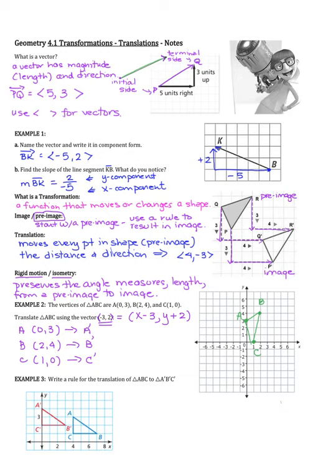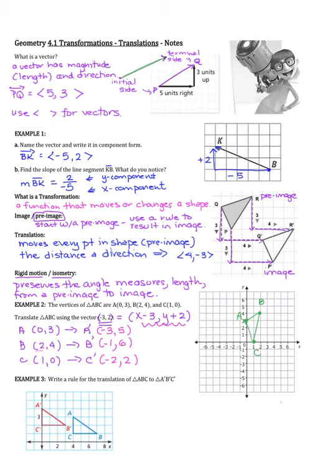So what is my new pre-image? So 0 minus 3 is a -3. 3 plus 2 is 5. For B, you have 2 minus 3 is a -1. 4 plus 2 is going to be at 6. C, 1 minus 3 is a -2, and 0 plus 2 is 2. So I'm using this rule to get my new coordinates. I just realized that this is a little bit off center. Let's make that a better line segment.